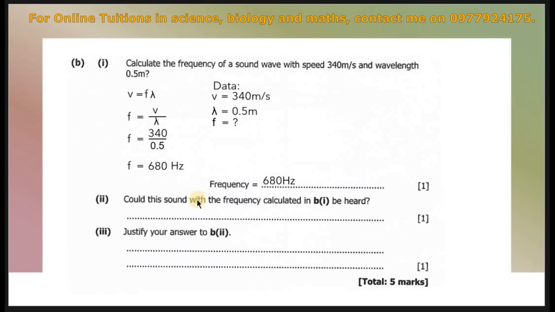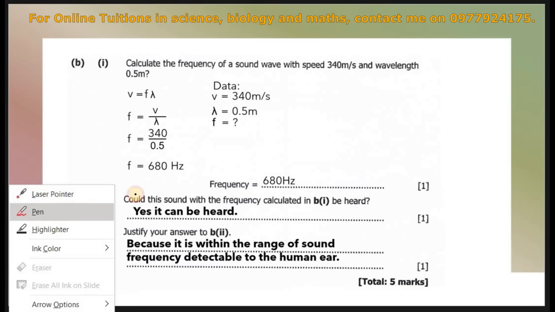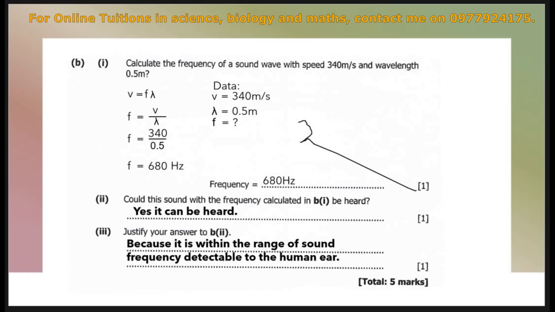Then they say, could this sound with the frequency calculated in B1 be heard? Can we hear this sound? Yes, it can be heard. Justify your answer, B2. So we can say, because it is within the range of sound frequency detectable to the human ear. Remember the range of sound that I said. So the human ear is able to hear from 20 hertz, this is the range, to 20,000 hertz.